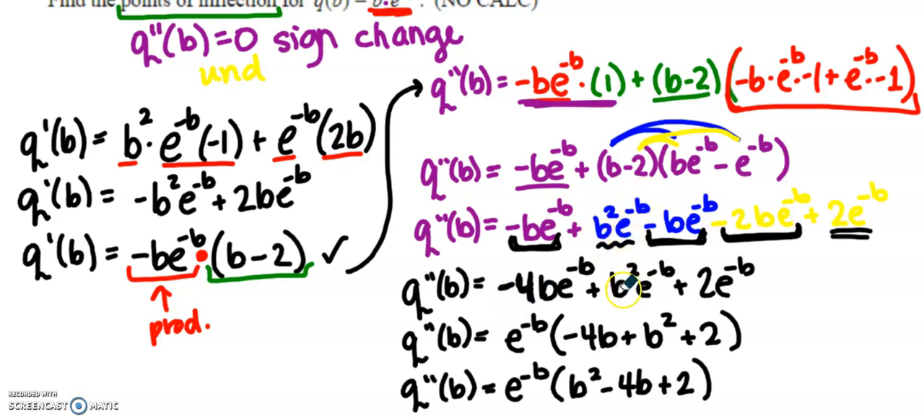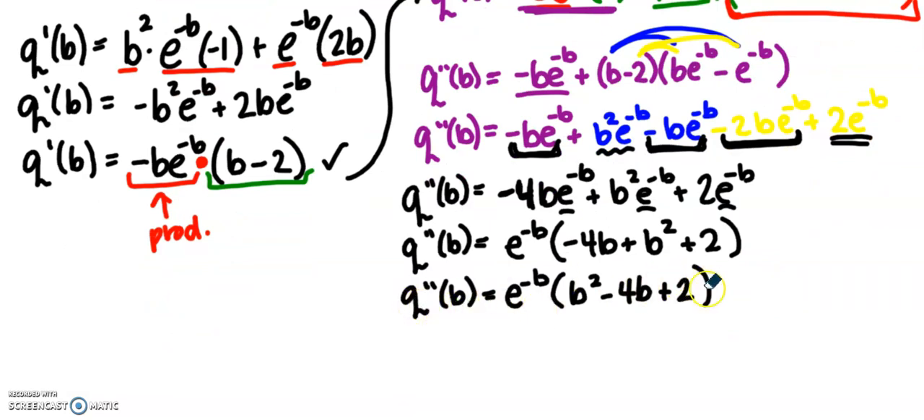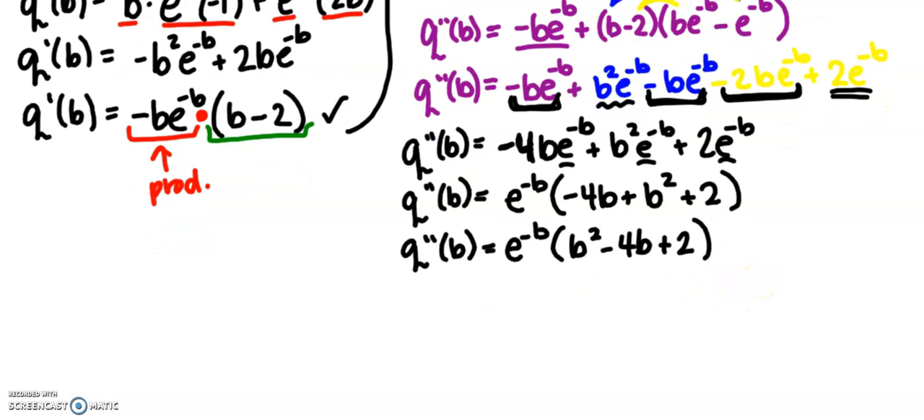Then the b squared e to the negative b is its own term, and this 2 e to the negative b is its own term. Then I factored out an e to the negative b. Oh boy. And now I've got this condensed to here, and I'm supposed to consider where this is 0 or where this might be undefined.